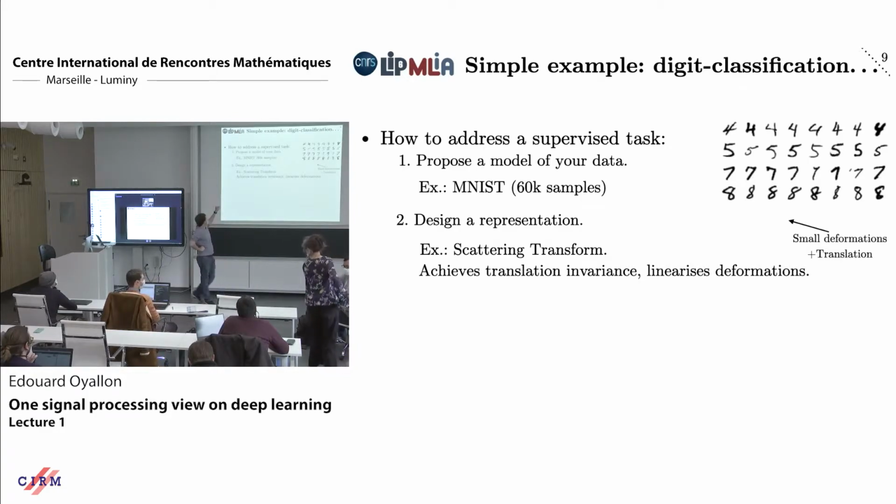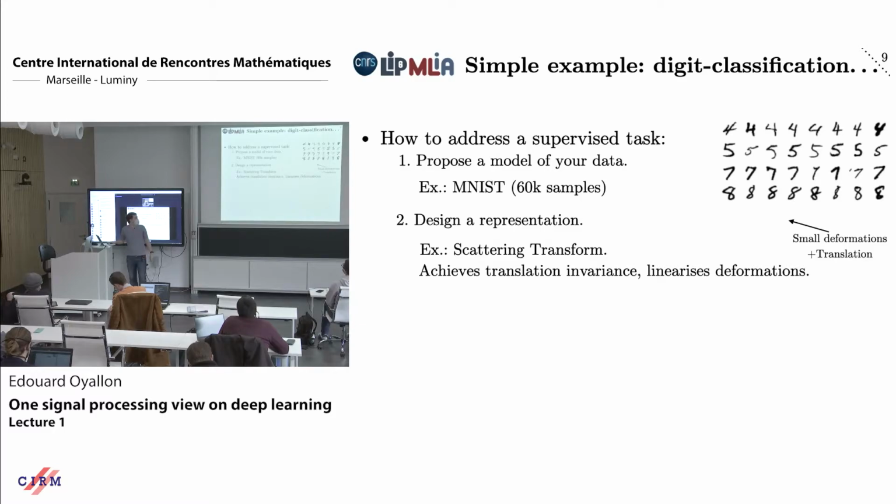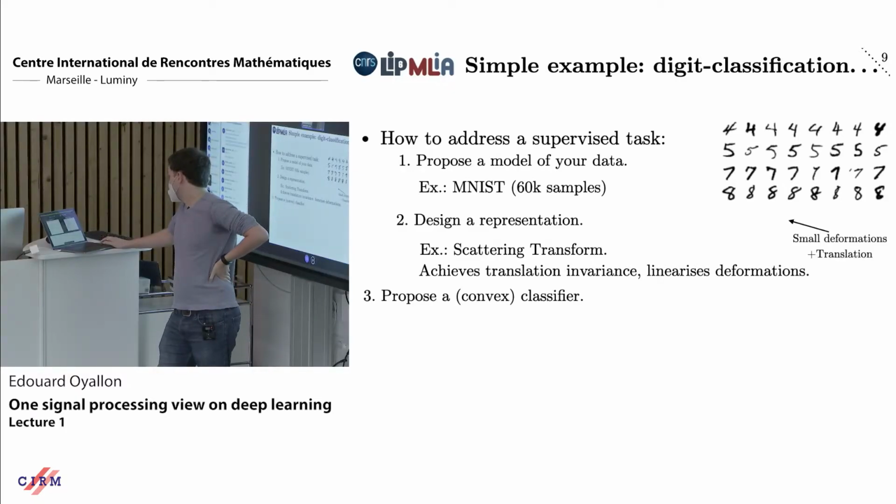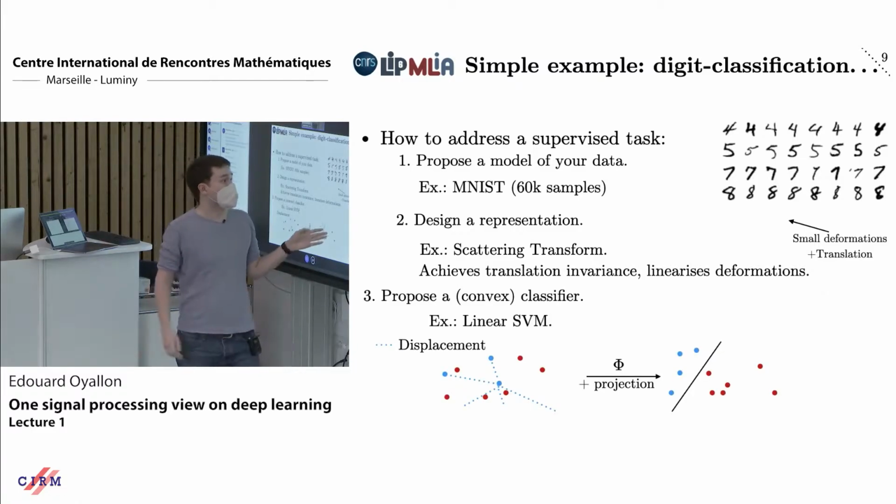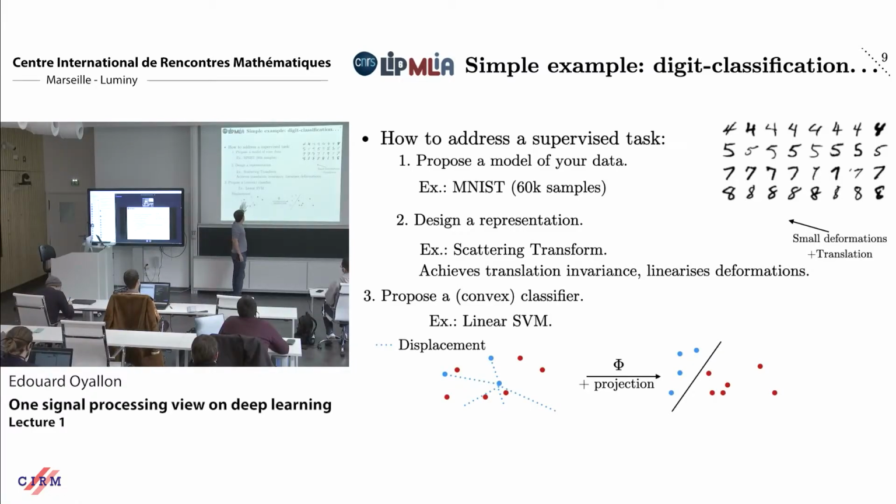A good candidate would be the scattering transform, because the scattering transform will achieve some translation invariance, and it will also be stable to deformation. Then you can propose, for example, a convex classifier, such as an SVM, to separate your data. If you combine your SVM with the representation, you project your data, and then you're able to separate them. The unfortunate thing is that in general, you just get reasonable performances, something which is good, but which is not the state of the art.